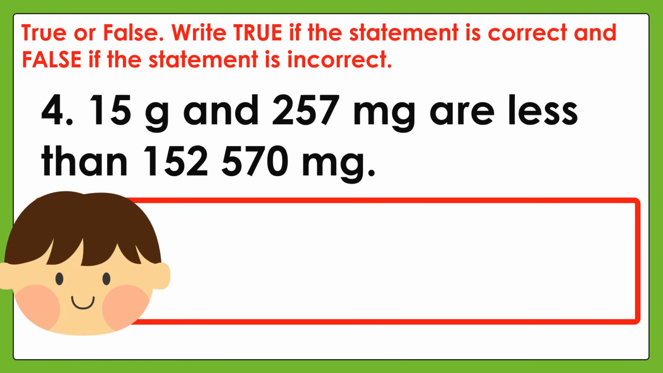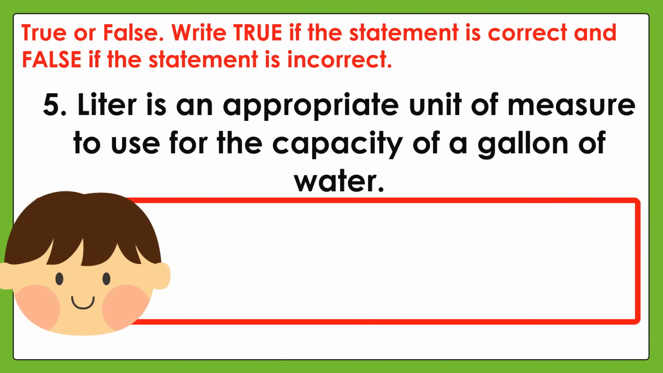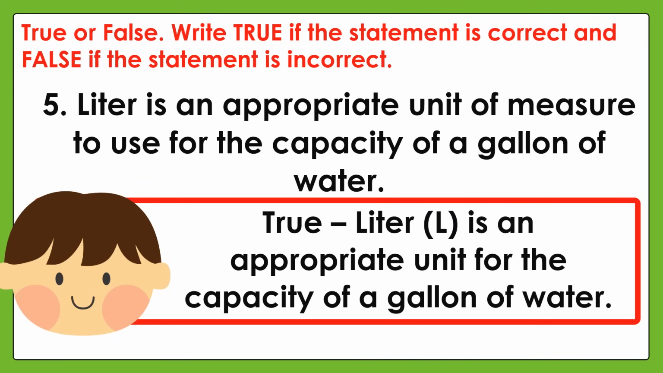Number 4, 15 grams and 257 milligrams are less than 152,573 milligrams. The answer is true. Number 5, liter is an appropriate unit of measure to use for the capacity of a gallon of water. The answer is true.